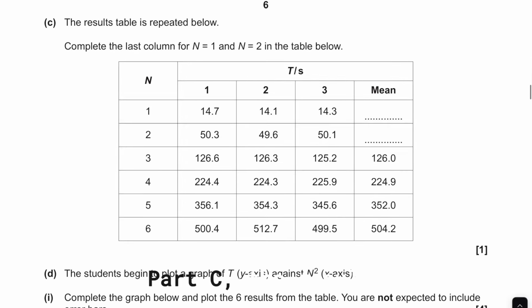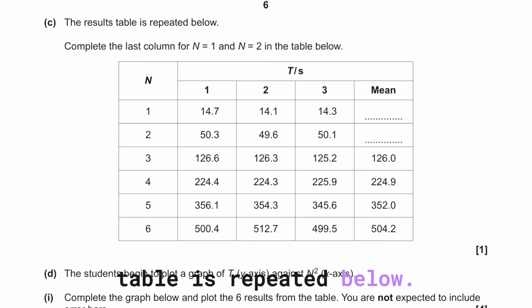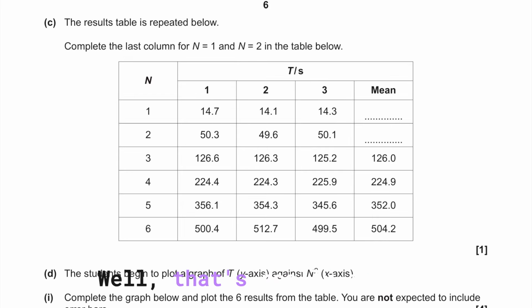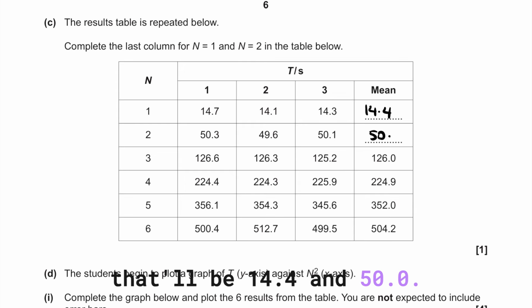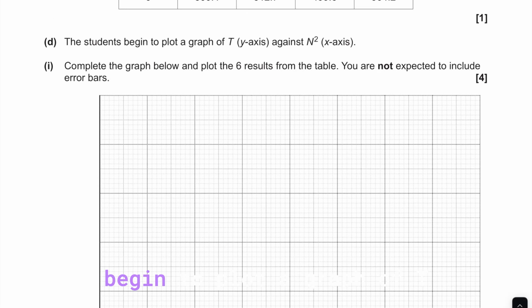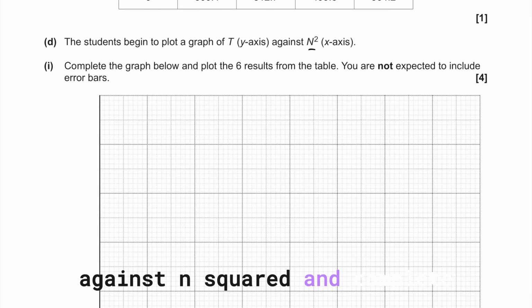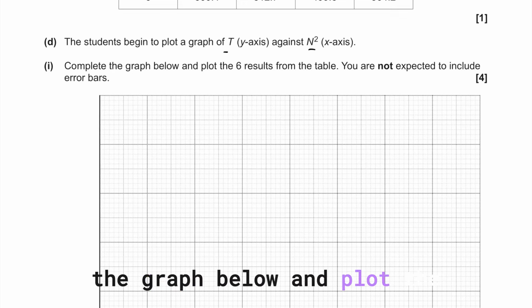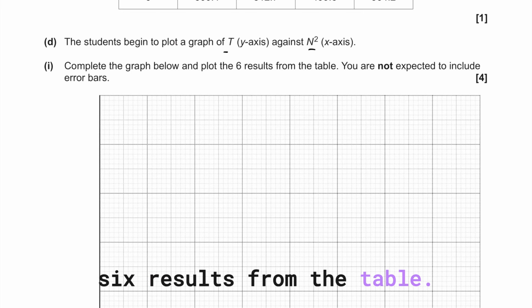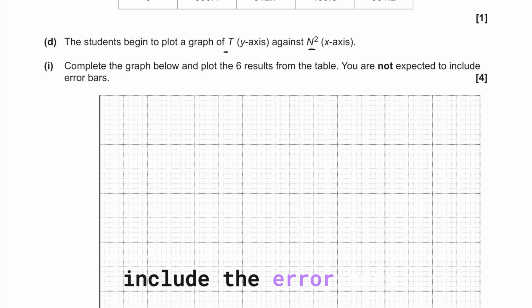Part C. The results table is repeated below. We need to complete the mean values of the first 2 readings. Well, that's really simple. That's just going to be added all up together and divided by 3. So that will be 14.4 and 50.0. Then for part D, the student begins to plot a graph of t against n squared. Complete the graph below and plot the 6 results from the table. You're not expected to include the error bars.